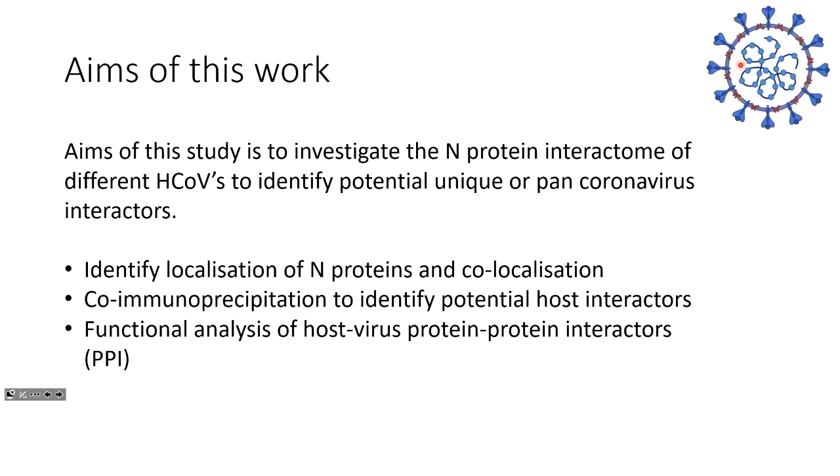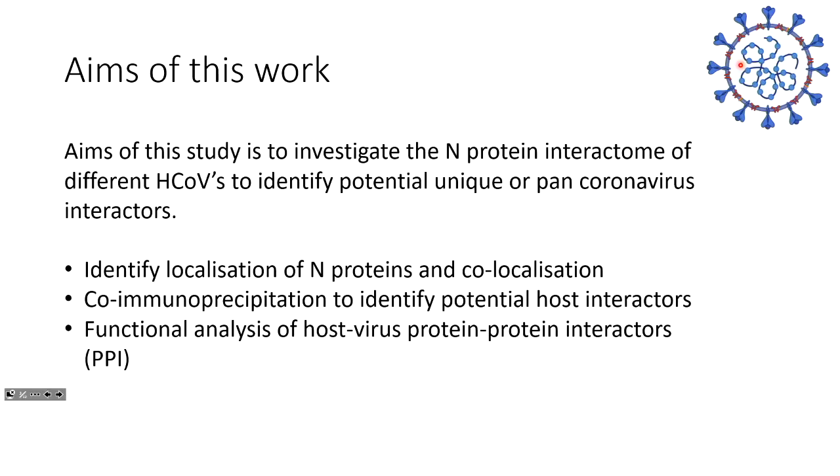So the aim of my work is to investigate the nucleocapsid interactome of different human coronaviruses and compare and contrast them. In particular, I'm looking at 2 alpha coronaviruses, human coronavirus 229E and NL63, and 2 beta coronaviruses, OC43 and SARS-CoV-2. So I've got 3 seasonals and 1 highly pathogenic coronavirus. The aim is to identify potential unique interactors, those that may influence disease pathogenesis, for example, and also to identify pan-coronavirus interactors, which may prove to be therapeutic targets.